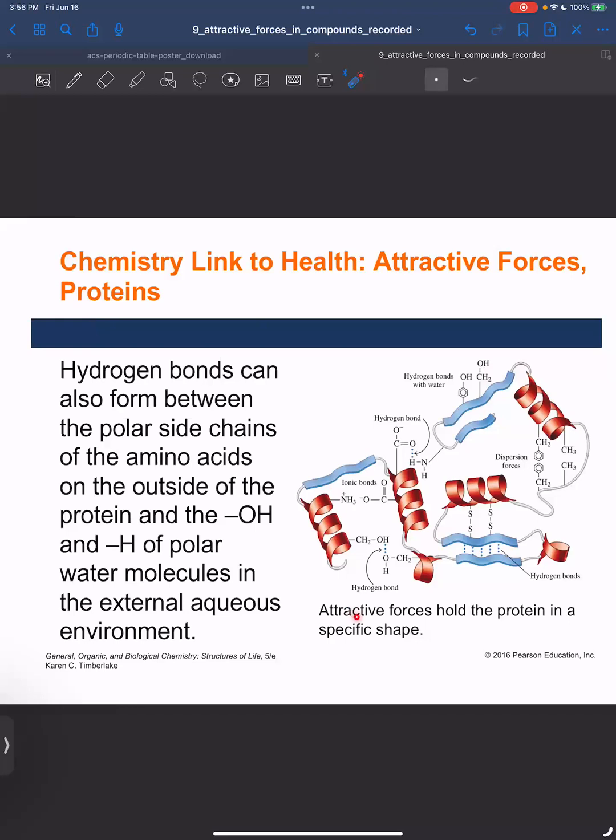And so once again, these attractive forces you just learned about hold the protein in a specific shape. And we can see dispersion forces, ionic bonds between here and here, hydrogen bonding. So all of this is occurring to form the protein-specific shape so the protein can do its function in the body.